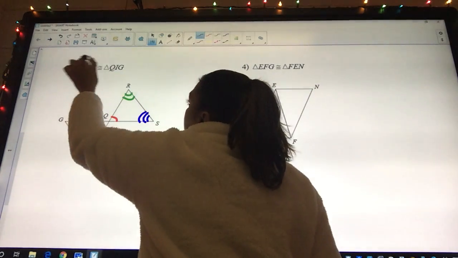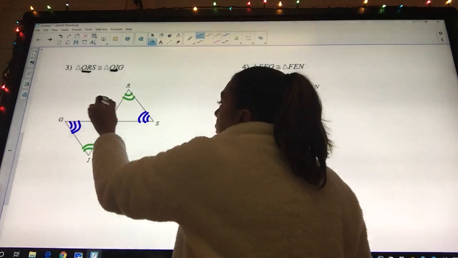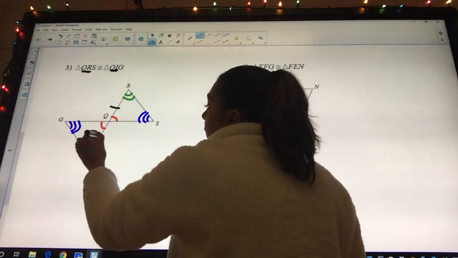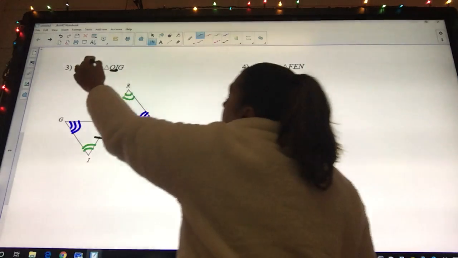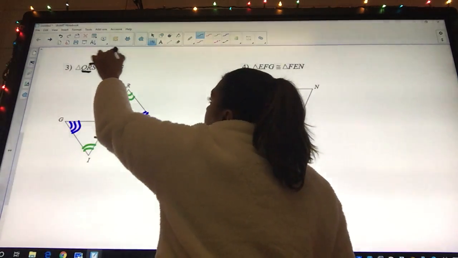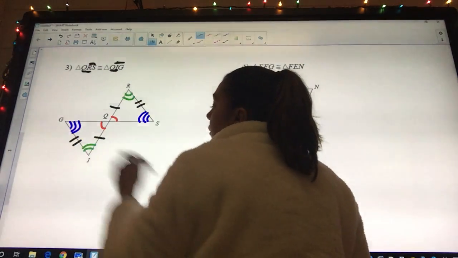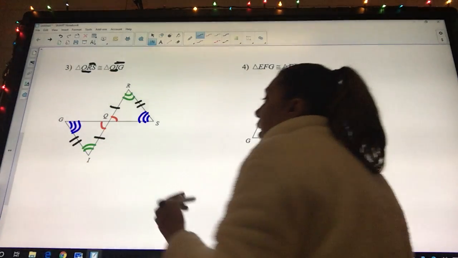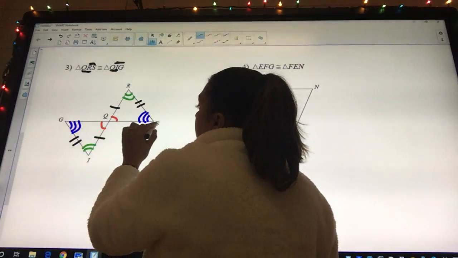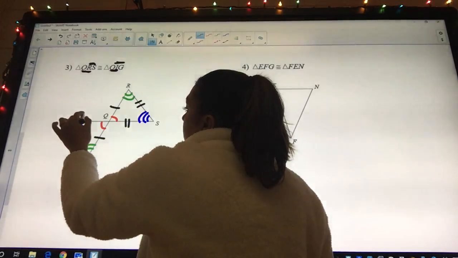Okay, well, I have QR and QI. So here's QR, 1, and QI, here's 1. And then for the next one, I got RS and IG. So RS, 1, 2, IG, 1, 2. There's only one side or line segment left, so we know that one should be marked 3. So I got SQ, and QG.